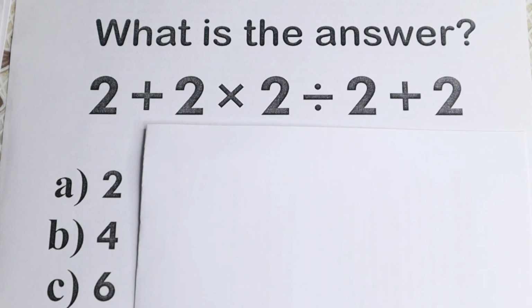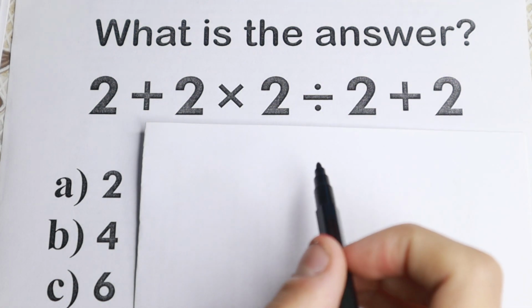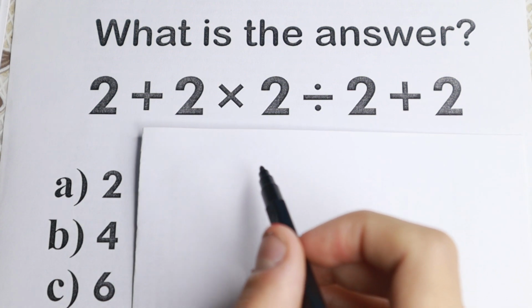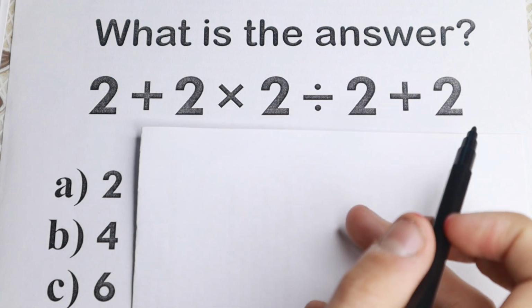Hello everyone, in this video we are going to do a very simple math problem and you're going to be surprised that many of you are actually going to get this wrong. So I want you to use your calculator and here is the problem. We have 2 plus 2 times 2 divided by 2 plus 2. So what is the answer?